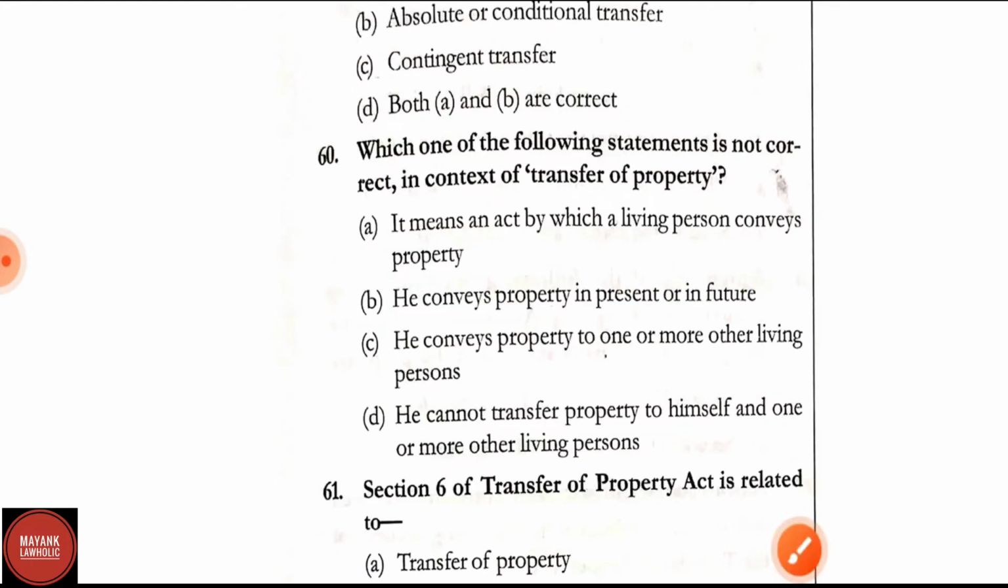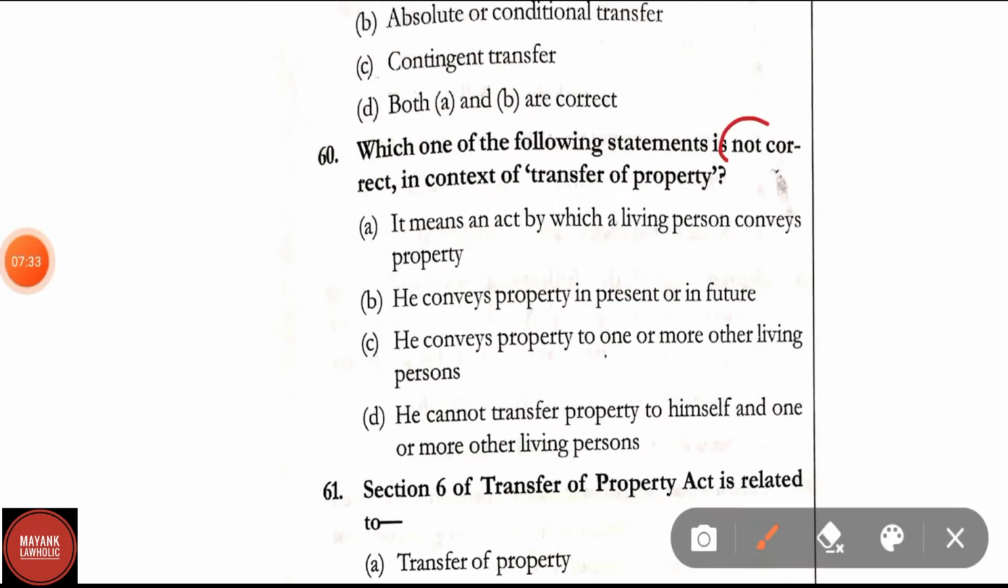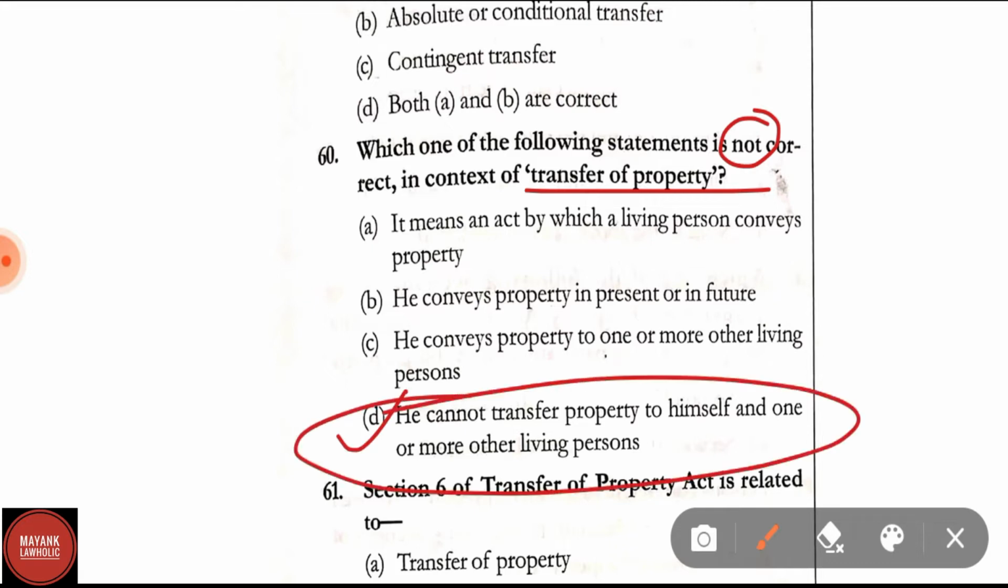Question number 60. Which one of the following statement is not correct in the context of transfer of property? It means an act which a living person conveys property. He conveys property in present or in future. He conveys property to one or more living persons. He cannot transfer property to himself and one or more living persons. Not correct. D is not correct. One can transfer property to himself.